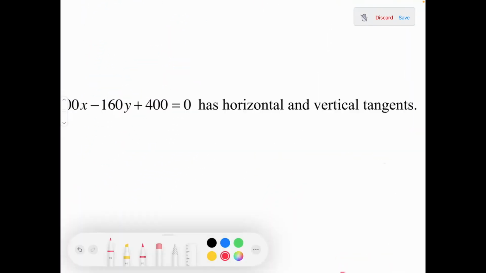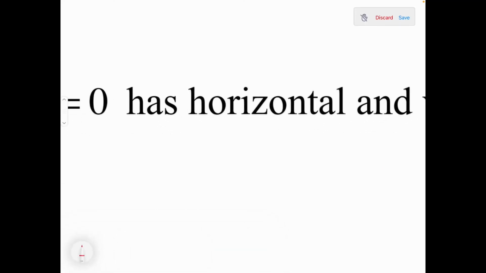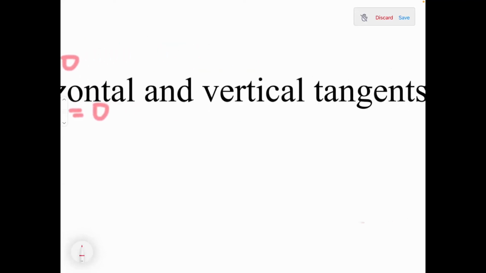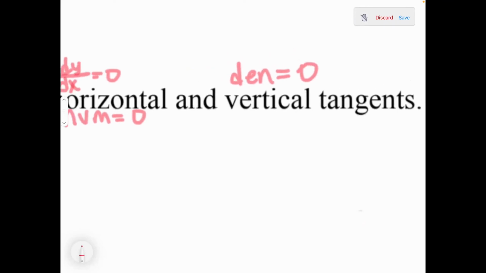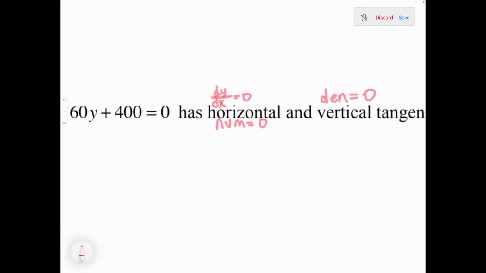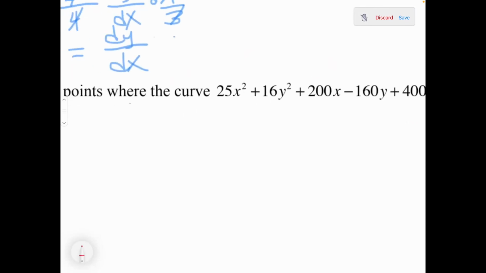Number 13, we want to find the horizontal and vertical tangents. Horizontal tangents are where the slope is equal to 0 or the derivative is equal to 0. So we're going to set dy/dx equal to 0. Turns out that's just going to be the numerator equal to 0. For the vertical tangents, we're going to set the denominator equal to 0 because we want to know where the derivative is undefined, and the derivative is undefined when the denominator is equal to 0.